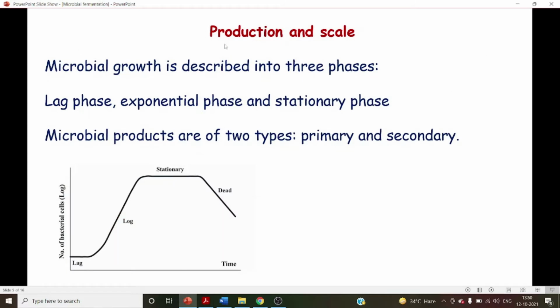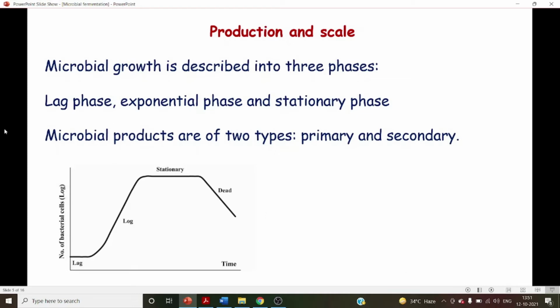Next, let us look at production and scale. What is production and scale? Microbial growth is described in three phases. Everybody knows about the lag phase, exponential phase, and stationary phase. This is a growth curve. On the y-axis there is the number of bacterial cells, on the x-axis there is time, and you can see that every microorganism has a growth curve composed of three phases: a lag phase, which is a smaller phase, then a log phase, which is also called the exponential phase, then a stationary phase, and after the stationary phase the cells die.